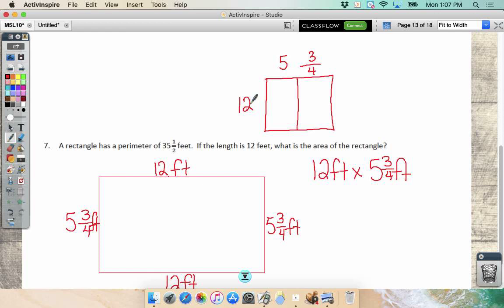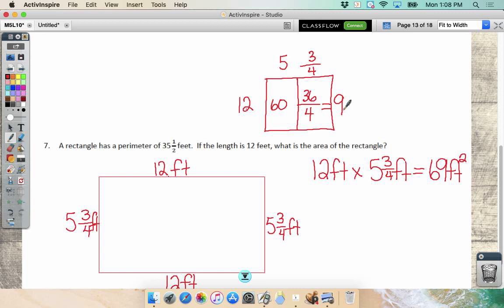So help me multiply. What's 12 times 5? 60. Okay. 60. And 12 times 3/4, 6 equals, let's see, 12 times 3 is 36. Are you sure it's 6? Oh wait, 7. What's 36 divided by 4? That would be 9. So we're saying the answer is 69 square feet. Right? 60 plus 9.